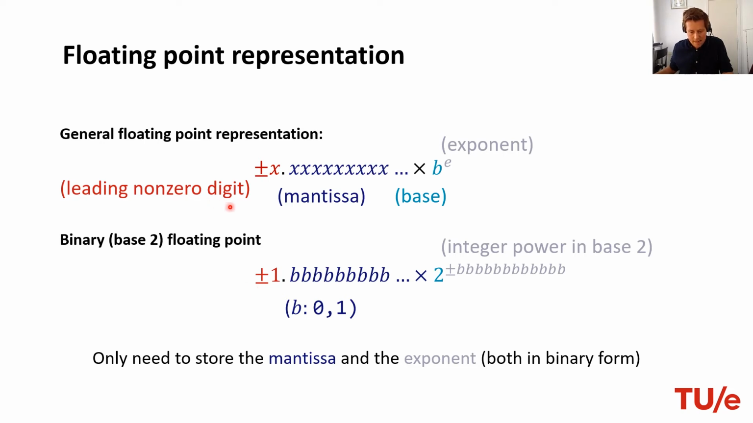The leading non-zero digit, well, this will always be a 1 in this case. For a base 10 floating point, this could be 1, 2, 3, 4, 5, 6, 7, 8, or 9. In base 2, we only have two possible values for our bits, either 0 or 1, and if the leading digit is non-zero, then this is a 1. So this 1 in front of the floating point is implied, and that also means that we don't have to store it, and that will come in later as a handy thing.